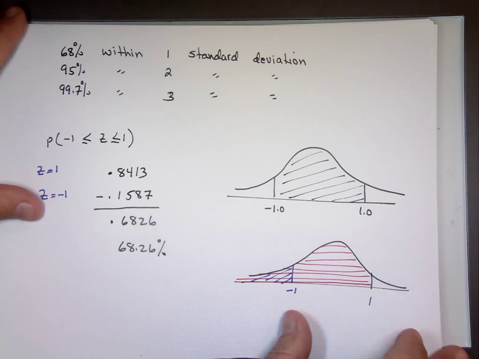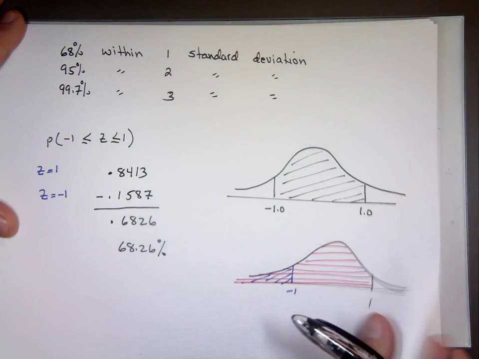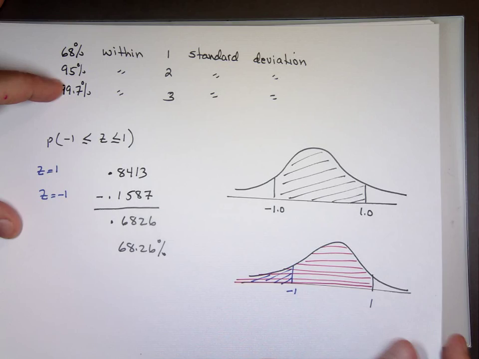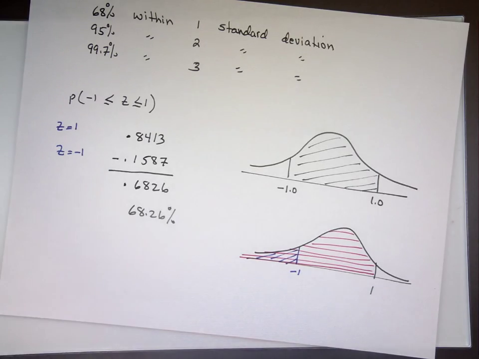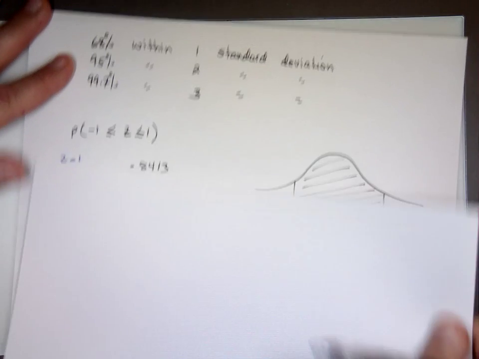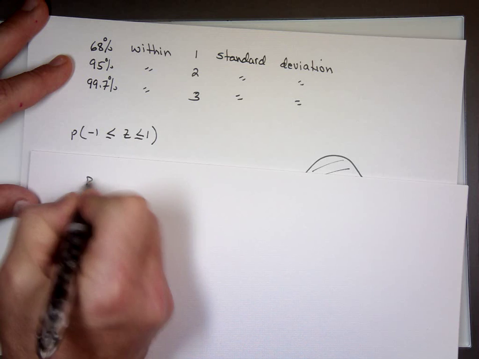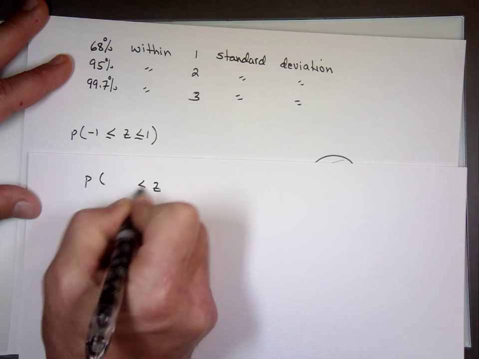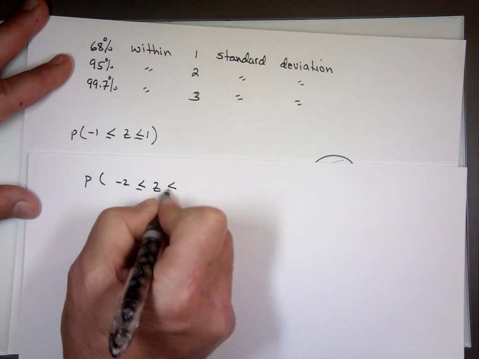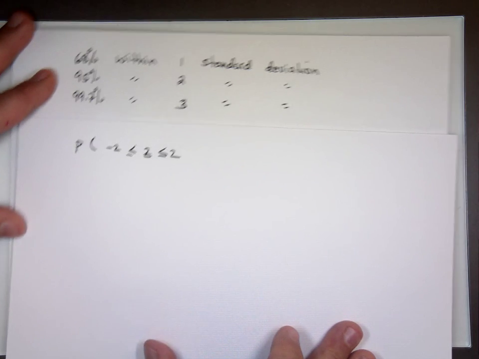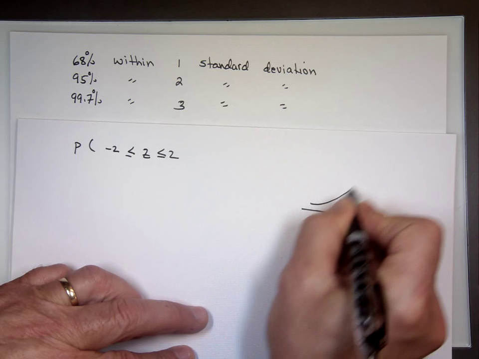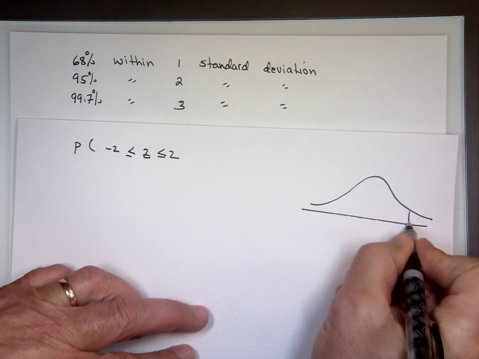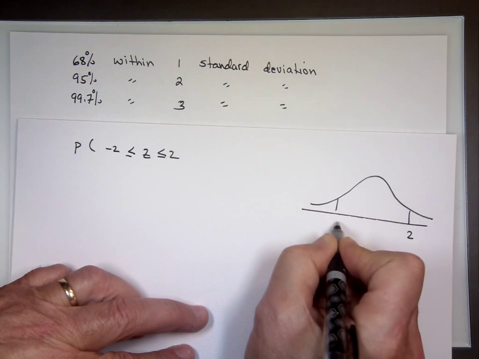Now let's try 2 standard deviations, just to see if these numbers are really right. What about 2 standard deviations? What's the probability that the z score is between negative 2 and 2? So that's 2 standard deviations. Let's see if you have 95%. So we're going to look at the 2, and we're going to look at the negative 2 and subtract the 2 answers.